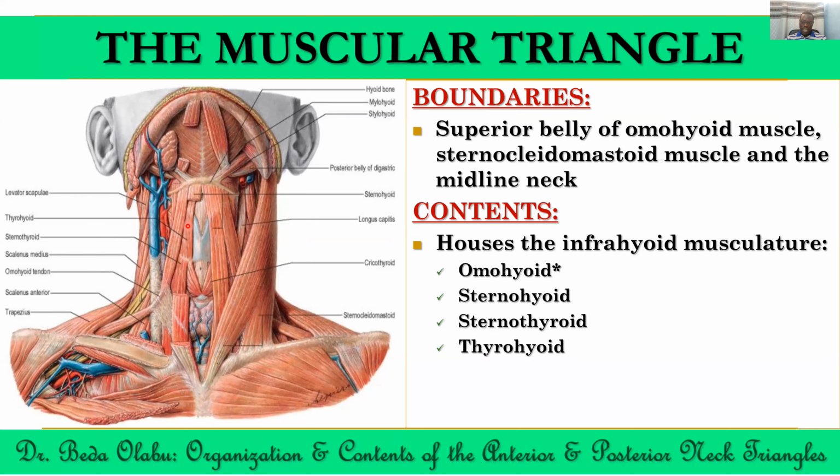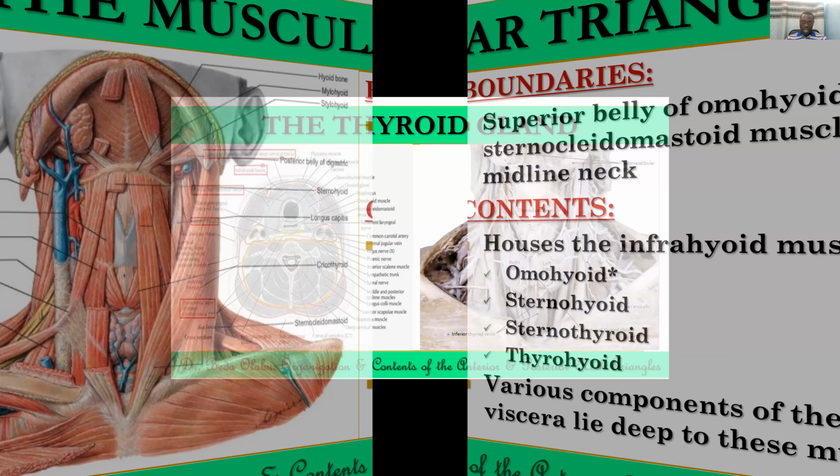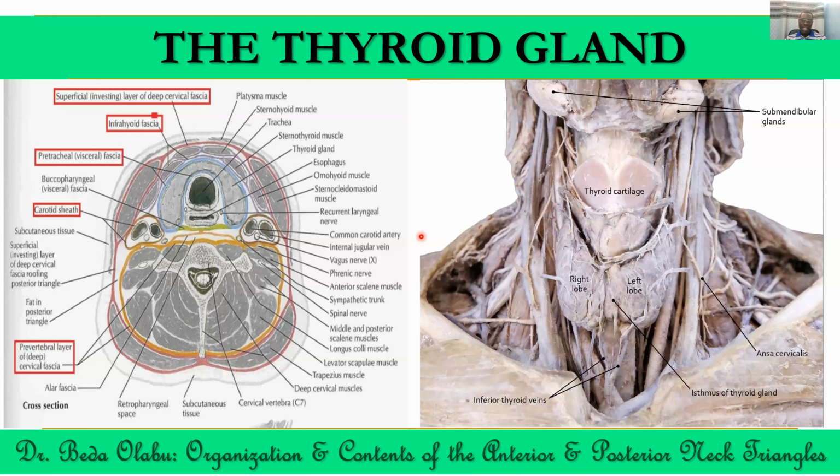Other than the strap muscles, the anterior triangle in particular, the muscular triangle of the neck, houses deep to these muscles the visceral components of the neck. So the cervical viscera in this category constitute things like the thyroid gland, the parathyroid gland, the trachea, and the esophagus. They are deep to the muscular triangle. It is for that reason that this particular content also had something to do with thyroid and parathyroid gland. And so let's talk about thyroid and parathyroid gland.